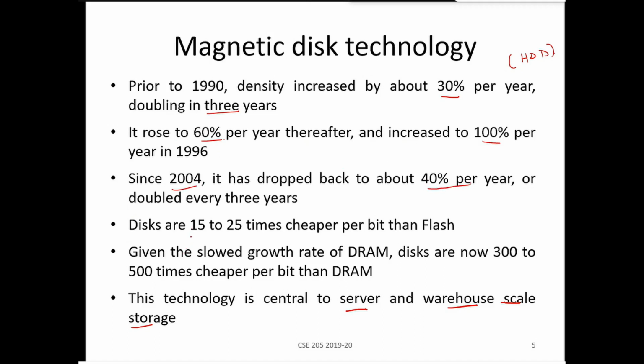And again, this time, disks are 15 to 25 times cheaper per bit than flash memory. So as I said, DRAM is costlier than flash. Similarly, flash is costlier than the hard disk. Given the slower growth rate of DRAM, disks are now 300 to 500 times cheaper per bit than DRAM. This is for the flash, this is for the DRAM.